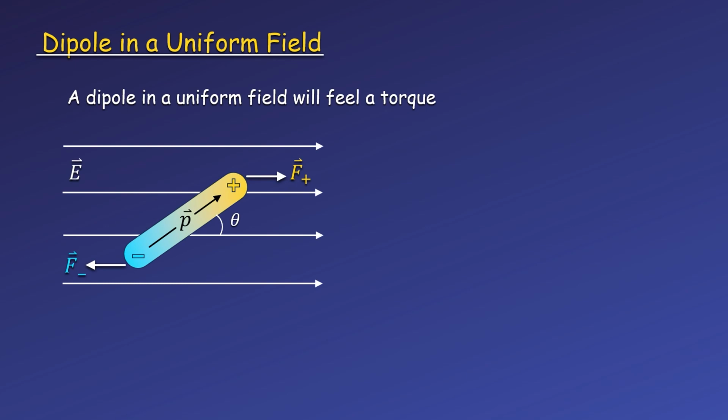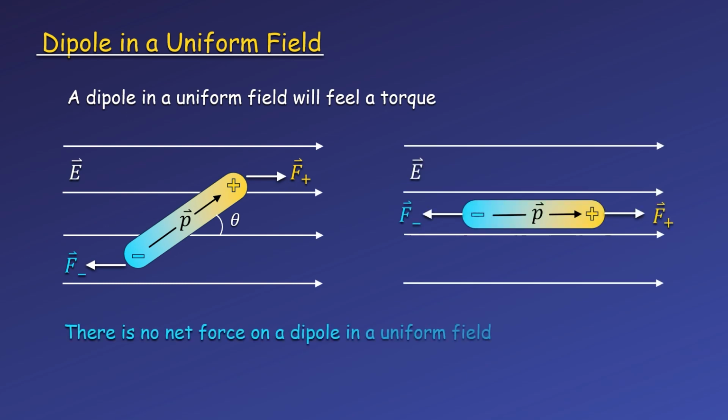This means it won't translate, but the forces will cause a torque in the same direction. And in the case that I've drawn, the torque will be clockwise. This torque will cause the dipole to rotate until the dipole is aligned with the field. When we have two equal and opposite forces that are parallel like this and act such to rotate the object, we call this a couple.